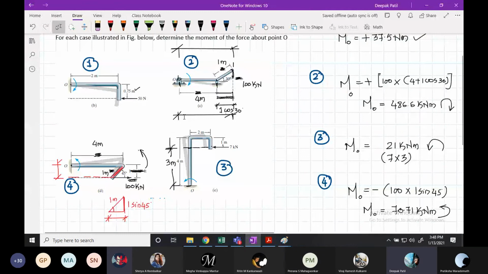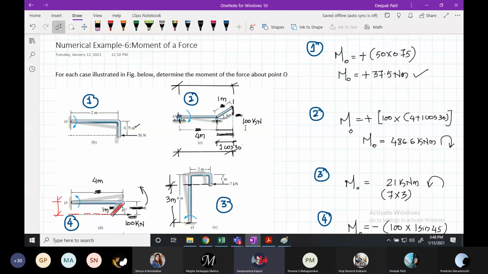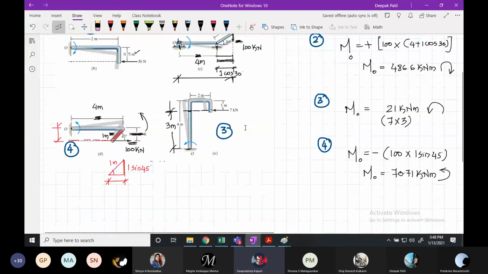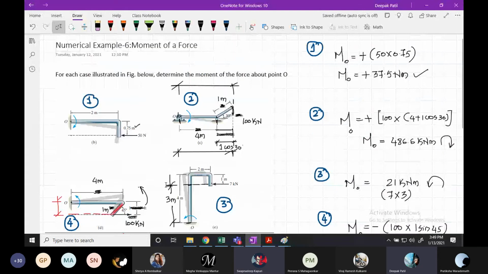Yes, sir. Can I ask a question? Yes, go ahead. Moment should be force into cos theta into distance, but you have not taken cos theta, sir. In which case? In all four cases, here cos theta is 0, meaning theta is equal to 0 degrees. In which case are you asking? Sir, all four in this question. Okay.